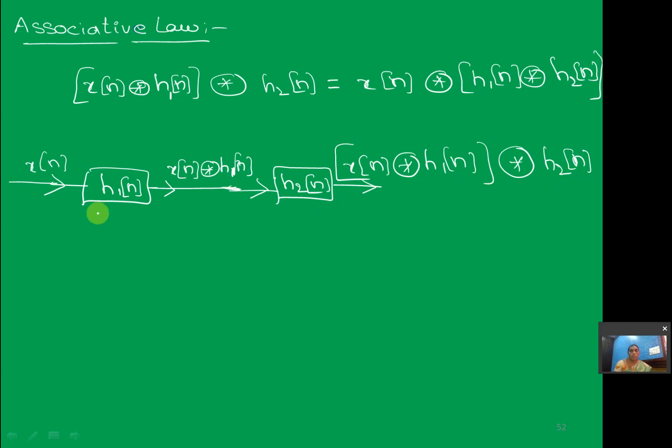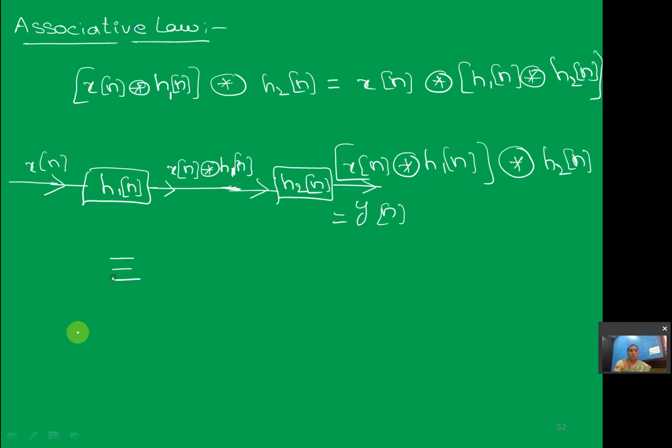That means if systems are cascading in nature, more systems are there, cascading like this, the output is connected to the second system's input and so on. So how can you find the cascading system output? You take this formula: x of n convolved with the first system response, find the answer, then convolve that with the second system response, and then convolve that with the third system response. In such a way you can find the output.